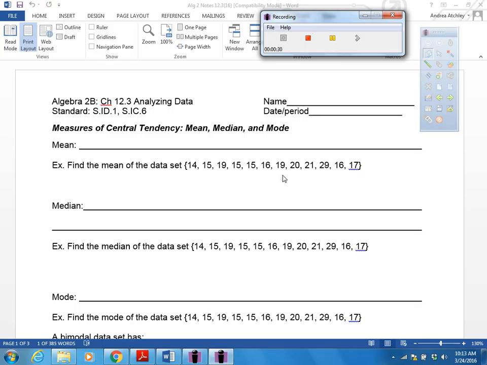Okay, so the measures of central tendency are mean, median, and mode. Okay, mean is the one that you add and divide.